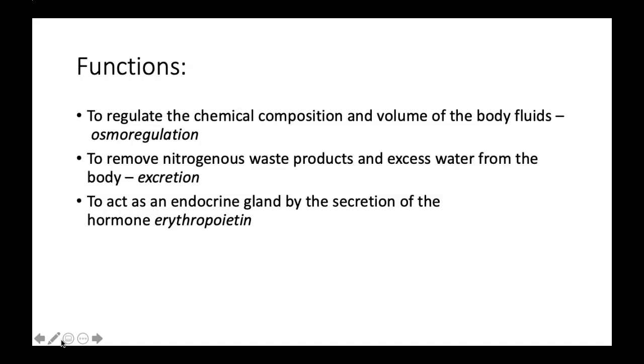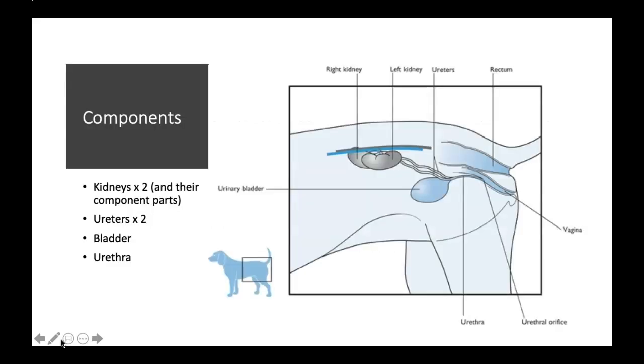Another function is to remove nitrogenous waste products and excess water from the body, and that process is referred to as excretion. And likewise, another function is to act as an endocrine gland by the secretion of the hormone erythropoietin. And we've talked about erythropoietin previously when it comes to the development and stimulation of growth of red blood cells. Overall, the main function of the urinary tract is to maintain homeostasis, so equilibrium within the body.